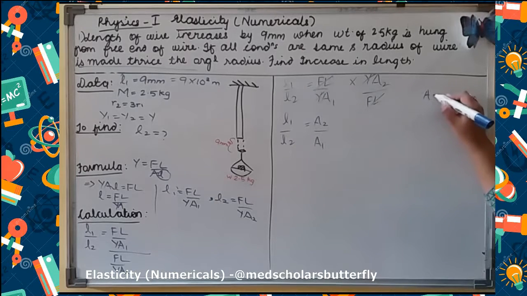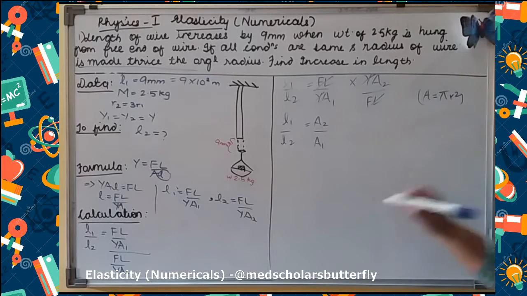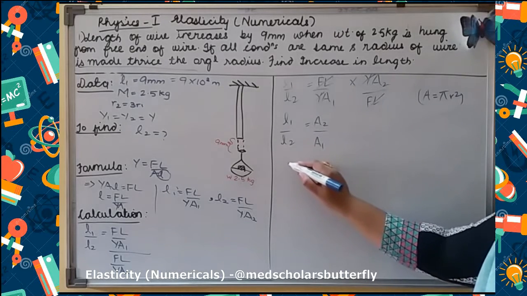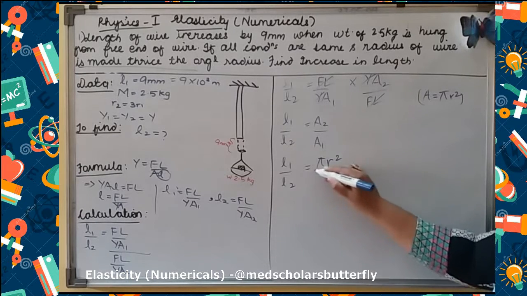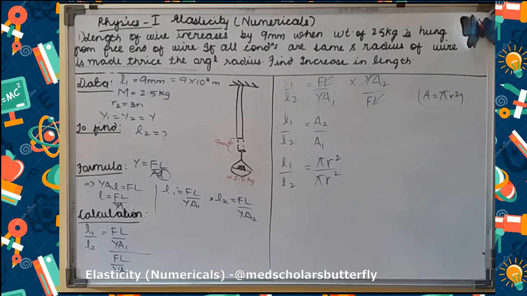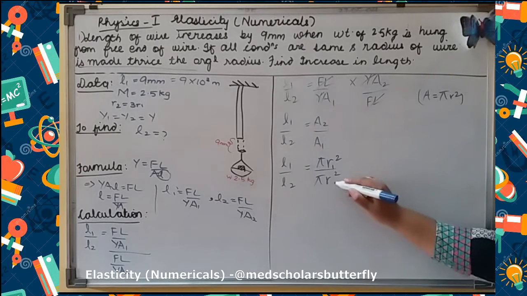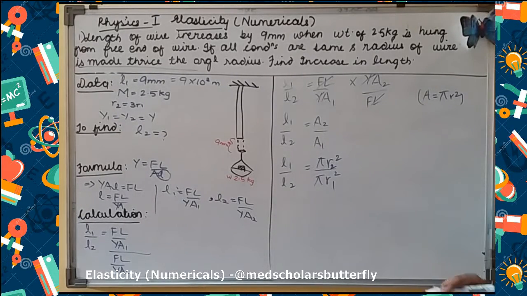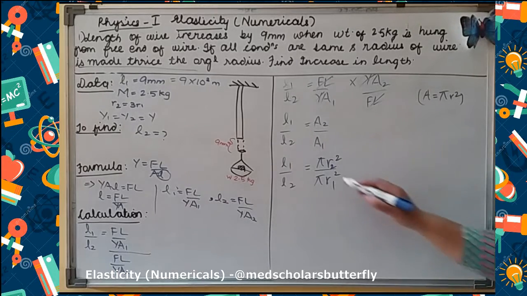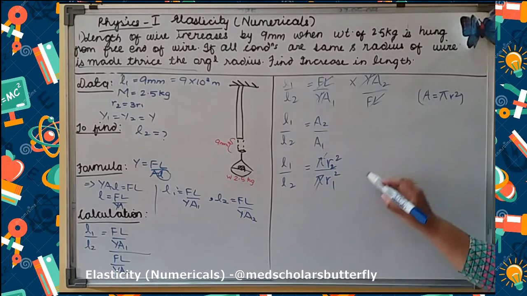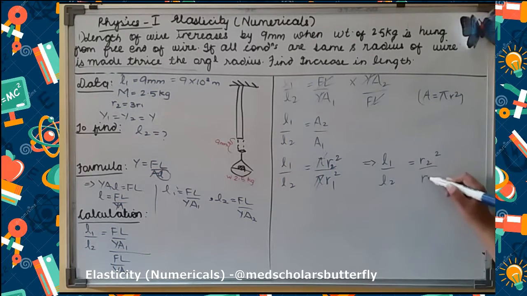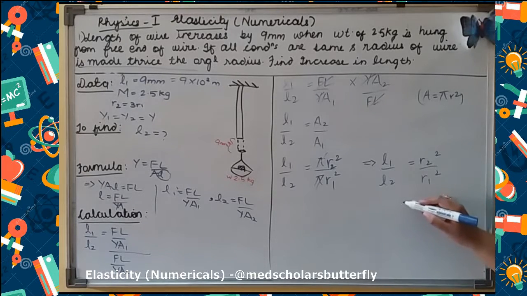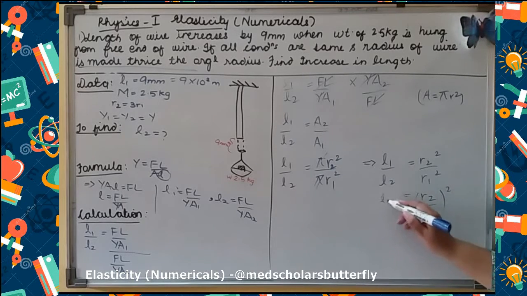Area is nothing but pi r square. So we will substitute pi r square, and here we will add R2 and R1. Pi and pi get cancelled. What we get is L1 upon L2 is equal to R2 square upon R1 square. We will take the square common: R2 upon R1 the whole square.